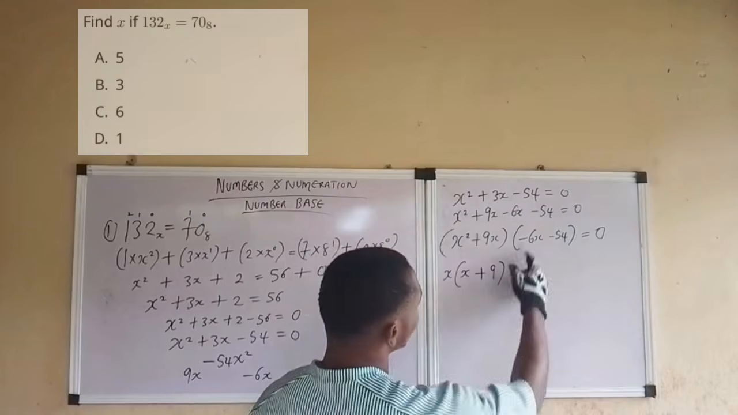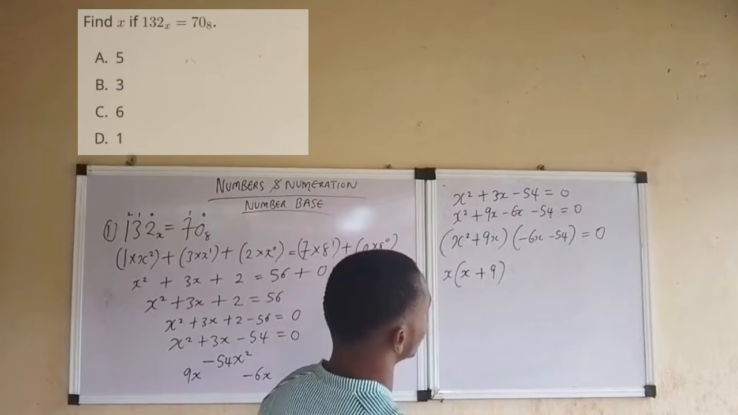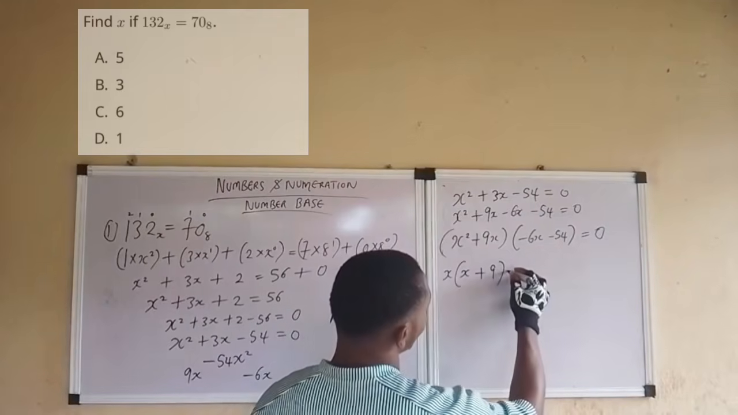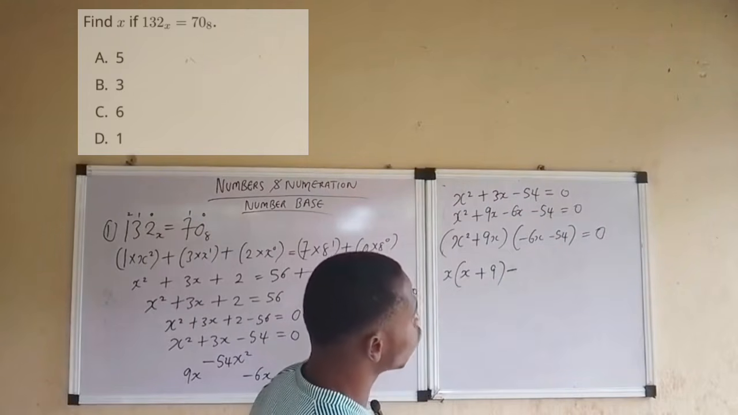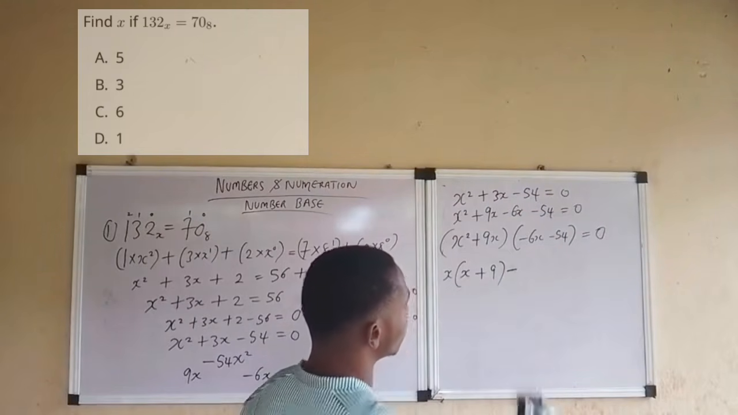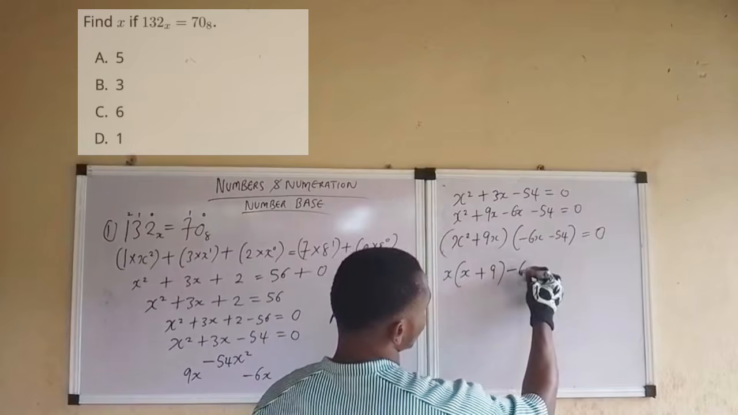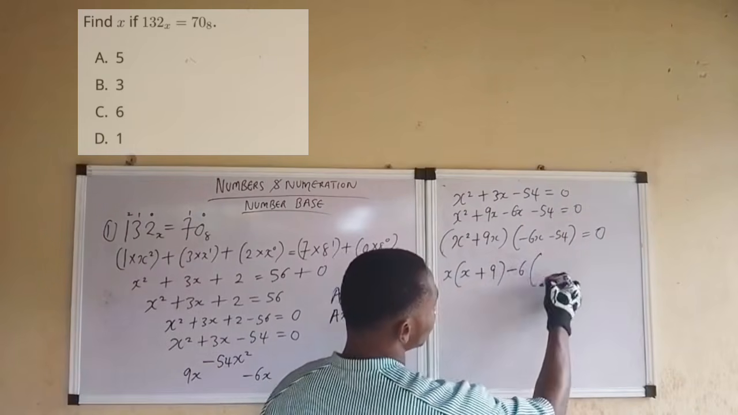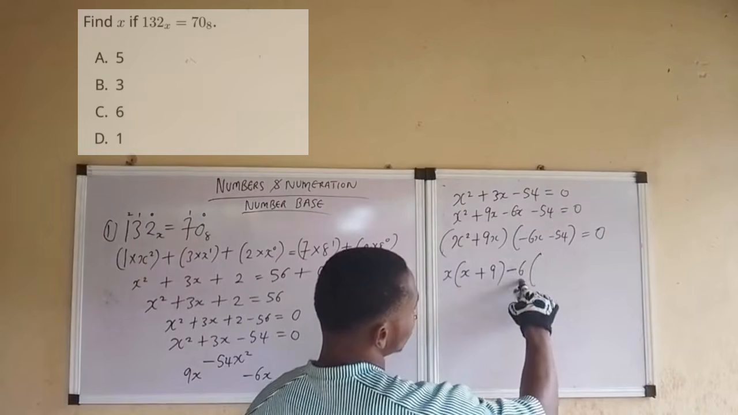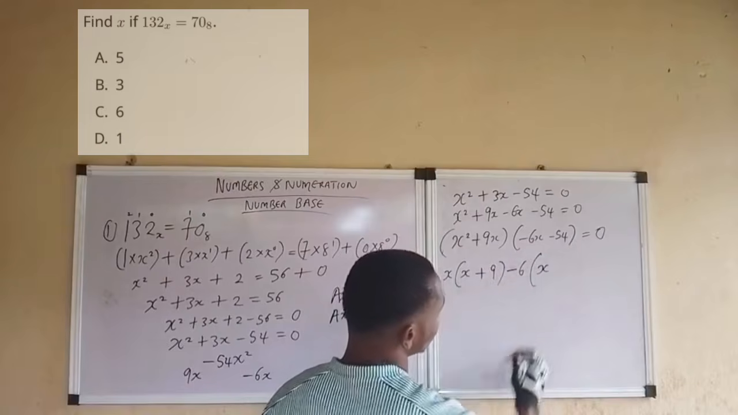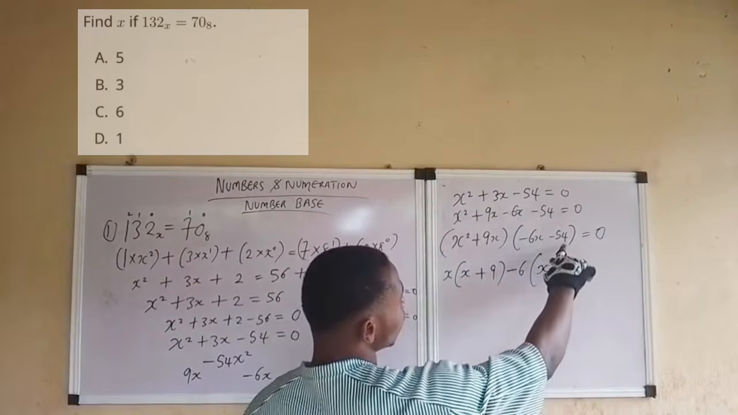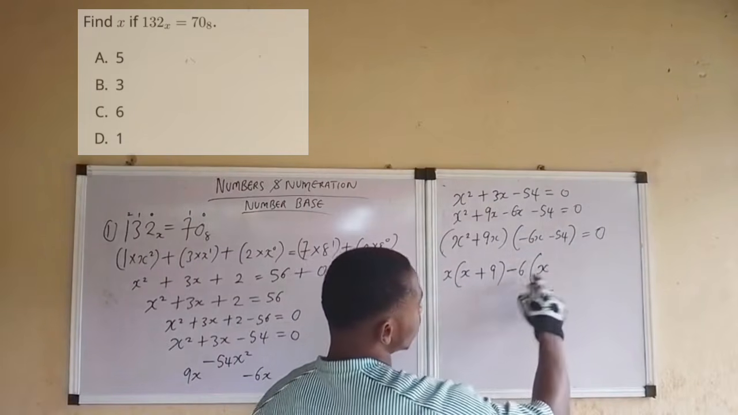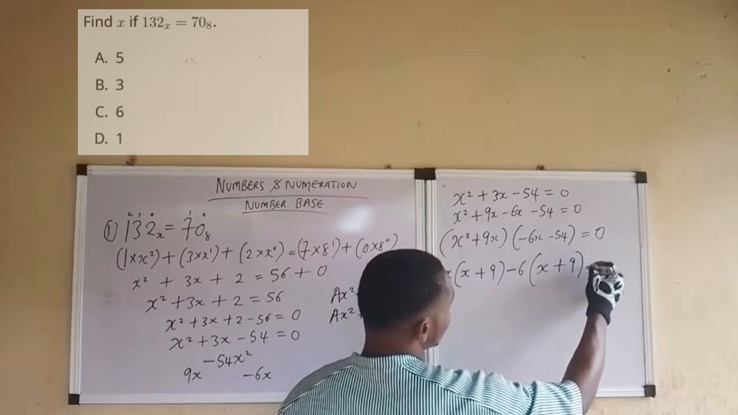Now, we can factorize out minus. All right? We can factorize out minus. And we can also factorize 6. So, if you divide minus 6x by minus 6, you are going to be getting x. And if you divide minus 54 by minus 6, you are going to be getting plus 9.